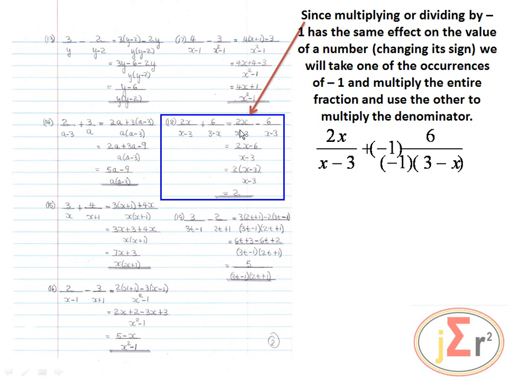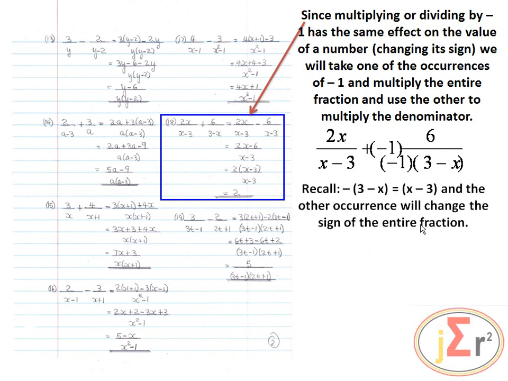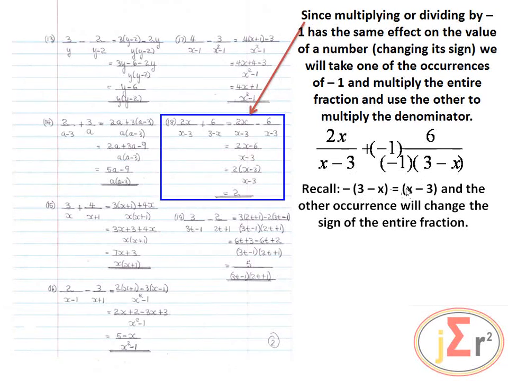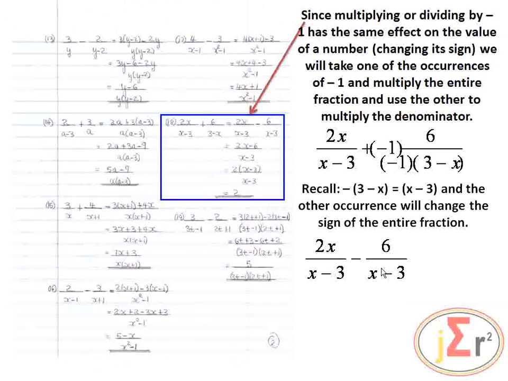And this negative 1 here will act to change the sign of the entire fraction. So recall that the negative of 3 minus x is x minus 3. So that takes care of the x minus 3. And this negative 1 will take care of the entire fraction. So this negative sign changes this one to negative, and this negative sign changes this one to x minus 3.